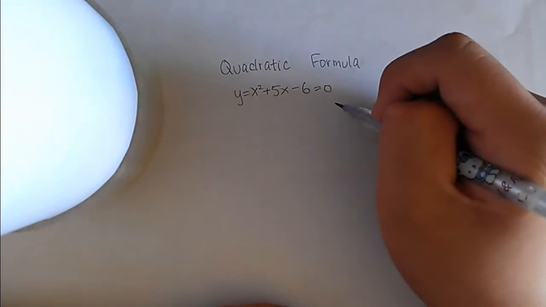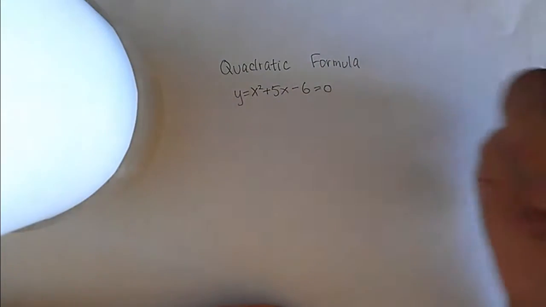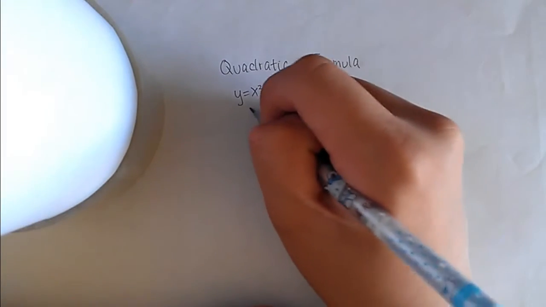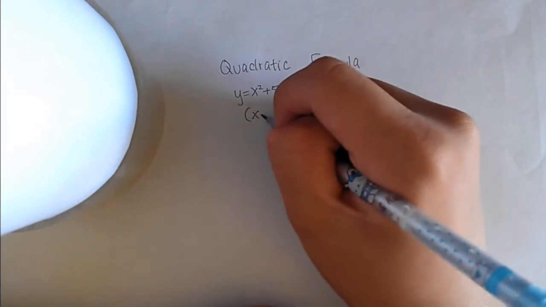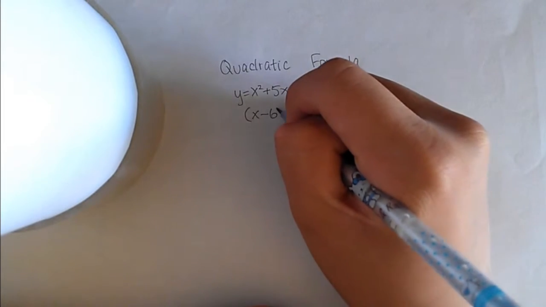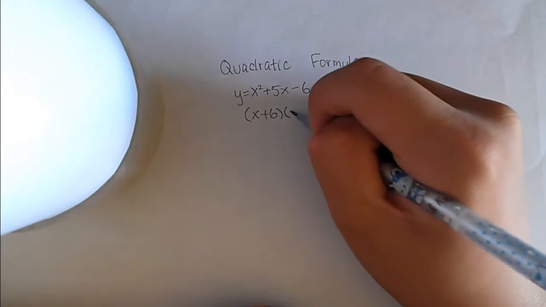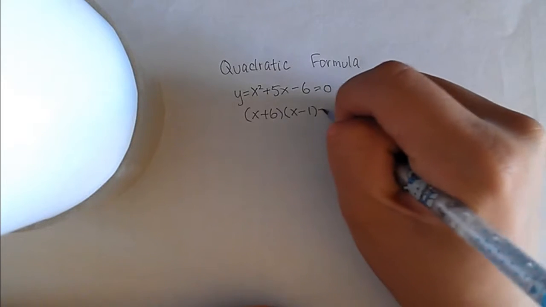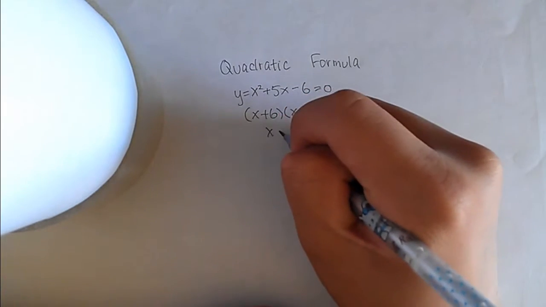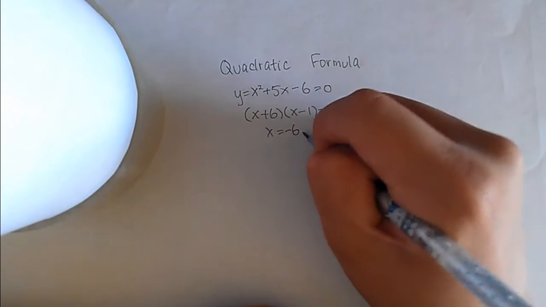Now, to solve this equation, if you're used to doing quadratics, you would know that it factors as x plus 6 and x minus 1 equals 0. So x is equal to negative 6 and 1.